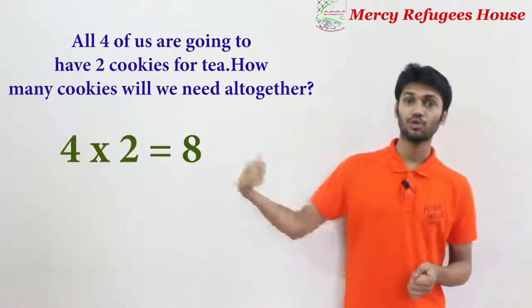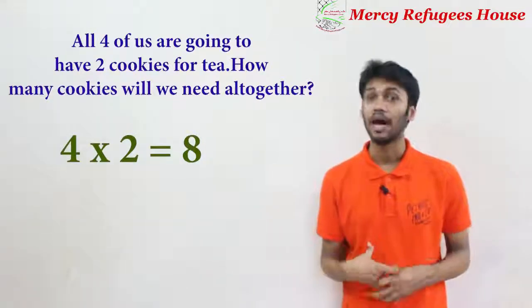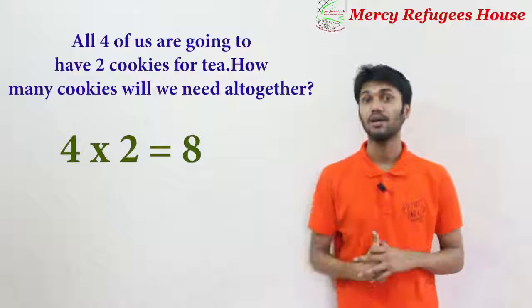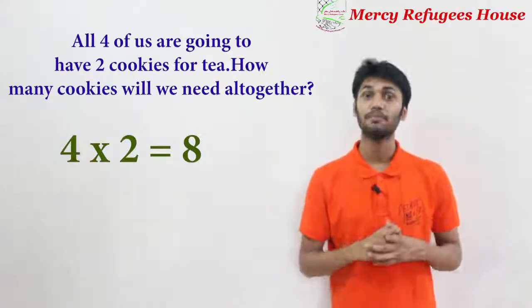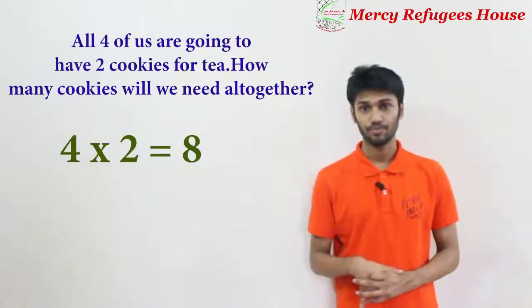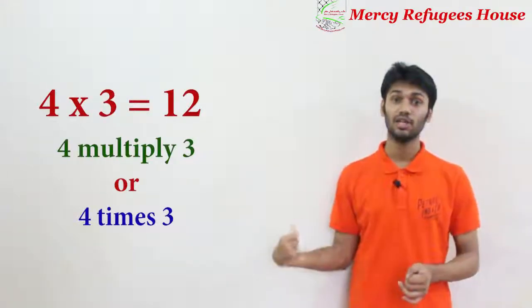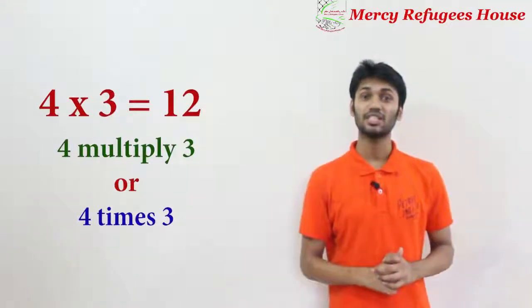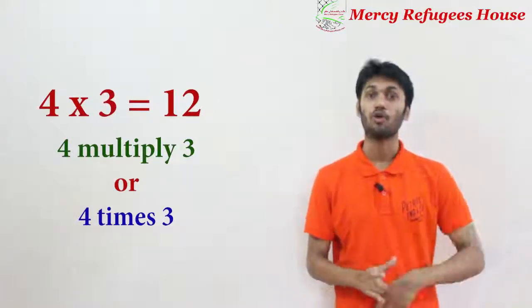Just showing it on the screen. Here 4 is the base number and your multiplier is 2. How many cookies are we going to have? 2. So the multiplier is 2. If we decided to have 3 cookies, then the multiplier would have been 3, like 4 times 3.